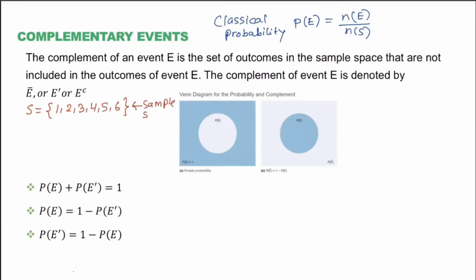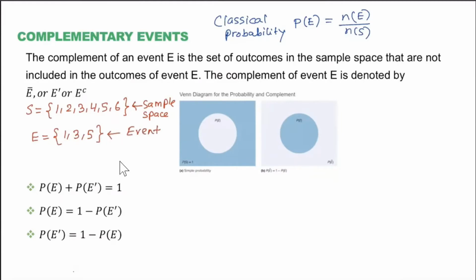This is the sample space. Now let's take an event E. Suppose event E is odd numbers. Odd numbers are 1, 3, 5. Suppose that is my event.